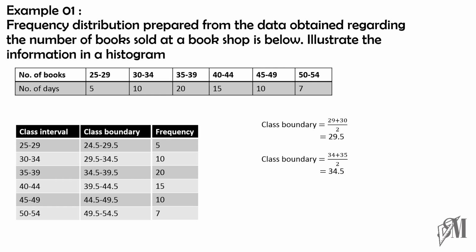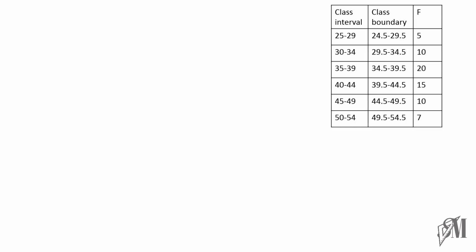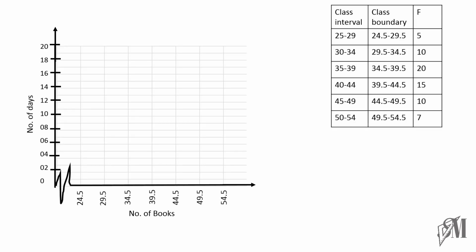So here I have taken the table to a side. The x-axis and y-axis must be marked like this. The x-axis is the number of books, the y-axis is the number of days. And in this part, from 0 to 24.5, the gap is contracted, right? So in order to show that the gap is contracted, I have marked this sign at the beginning of the x-axis. So you should remember it shows the contracted gap.